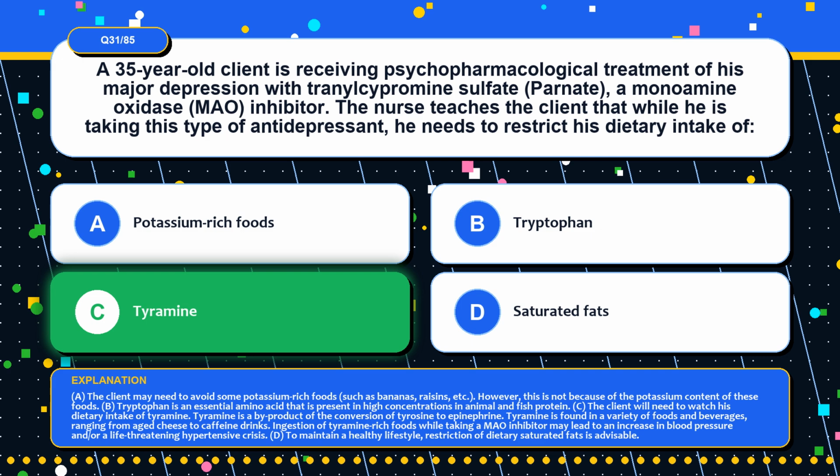C. The client will need to watch his dietary intake of tyramine. Tyramine is a byproduct of the conversion of tyrosine to epinephrine. Tyramine is found in a variety of foods and beverages, ranging from aged cheese to caffeine drinks. Ingestion of tyramine-rich foods while taking a MAO inhibitor may lead to an increase in blood pressure or a life-threatening hypertensive crisis. D. To maintain a healthy lifestyle, restriction of dietary saturated fats is advisable.